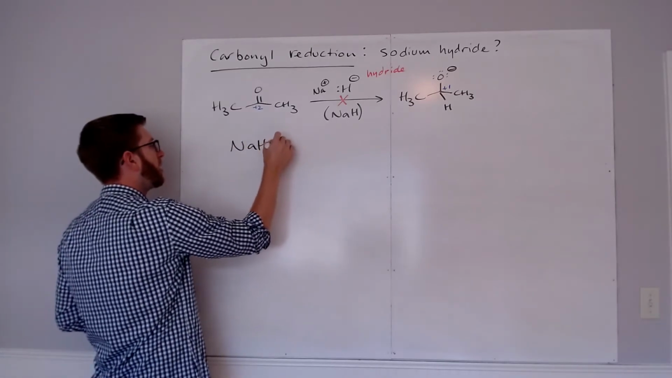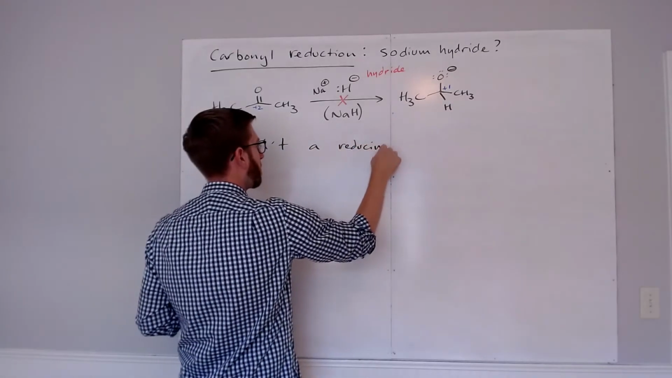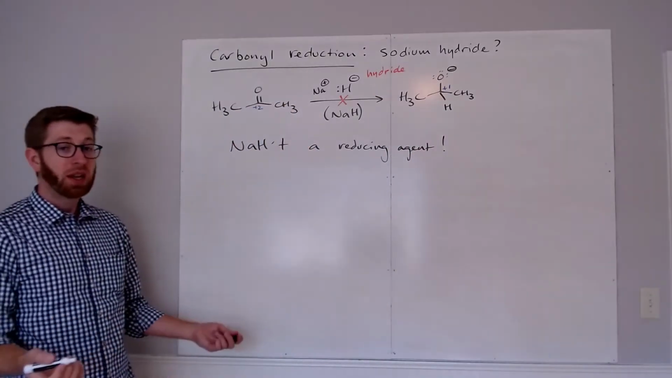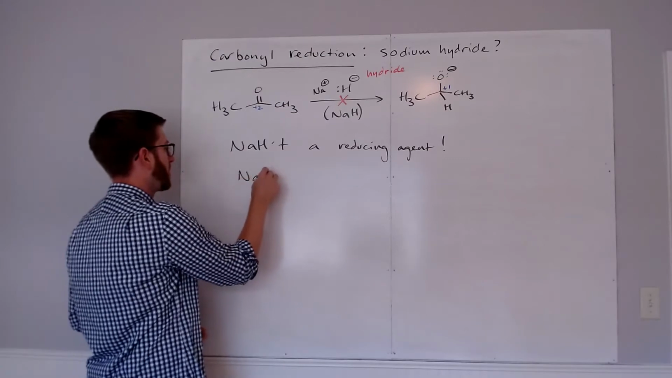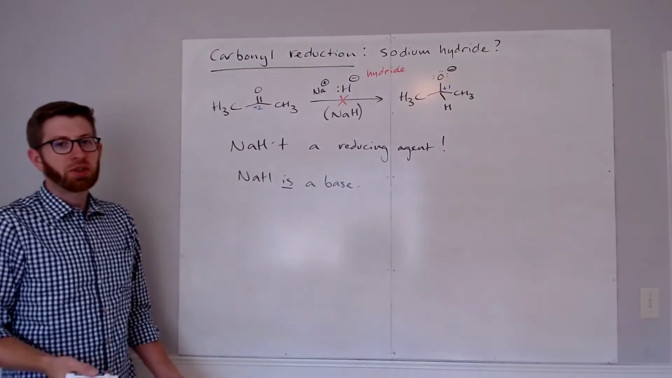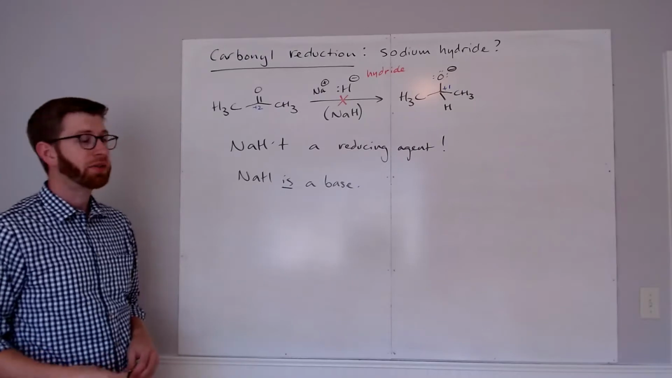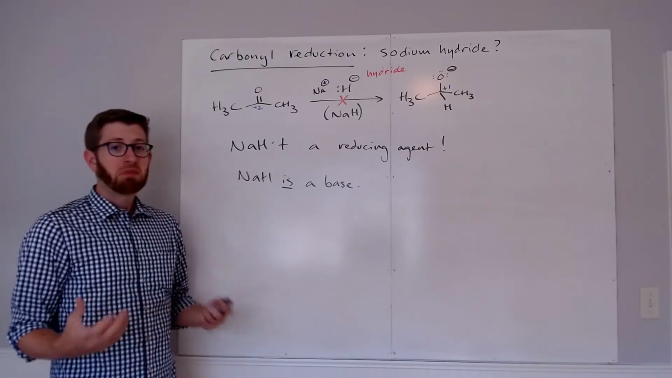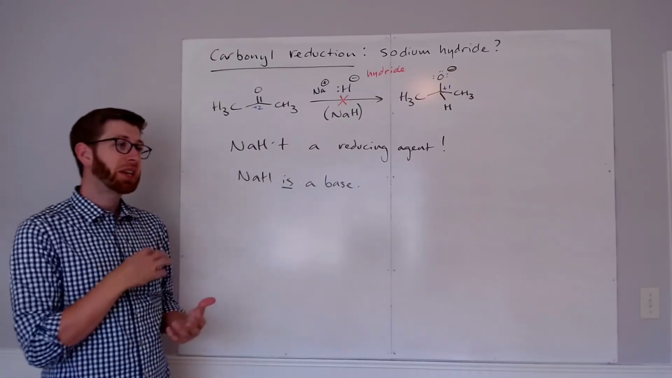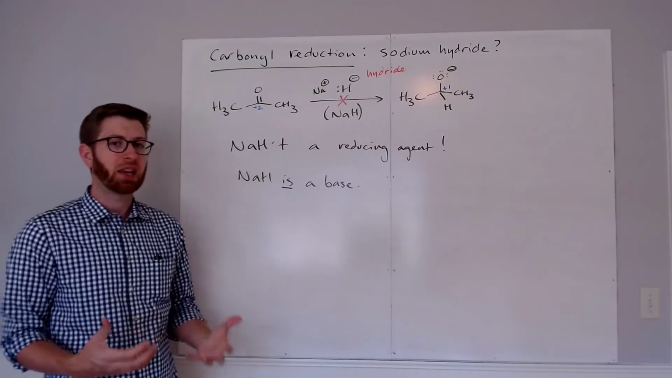NaH is not a reducing agent. It is a base. So all we could ever do with sodium hydride is deprotonate things. We're never going to be able to use it as a nucleophile toward really any electrophiles, including carbonyls. That's unfortunate. It would have been nice if we could have done something this simple. We're going to have to consider other kinds of reagents that are not actually H-, but behave like H-.